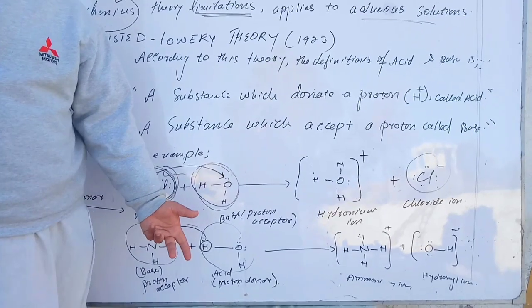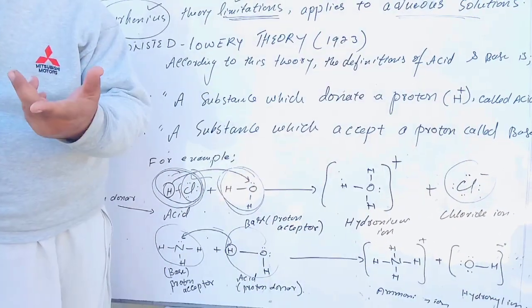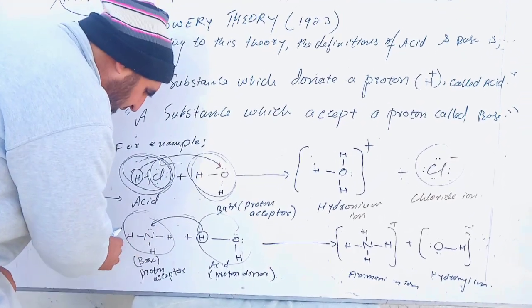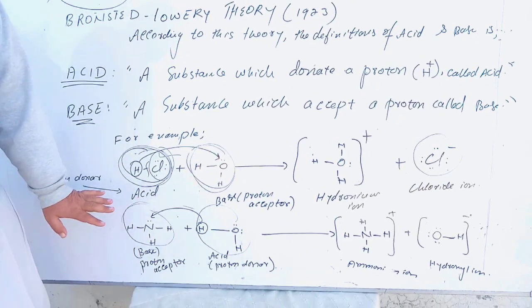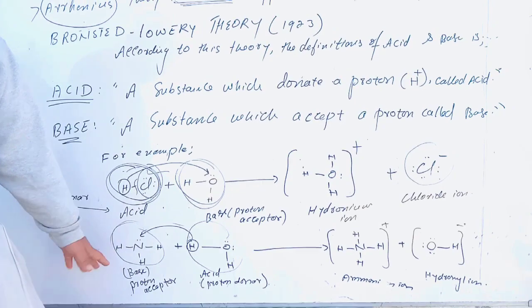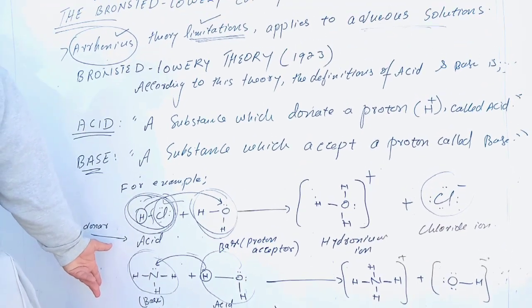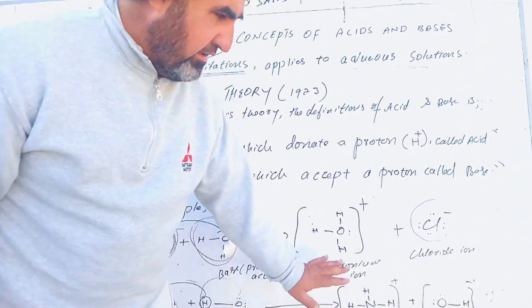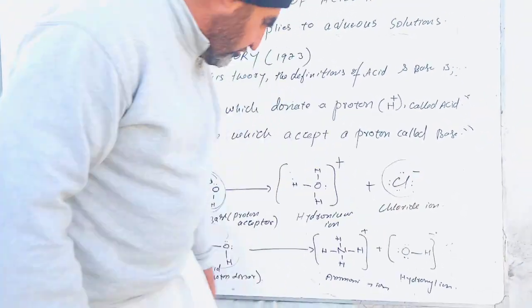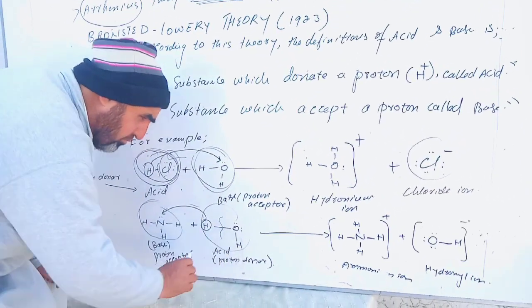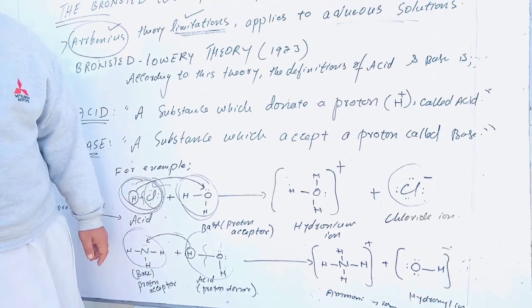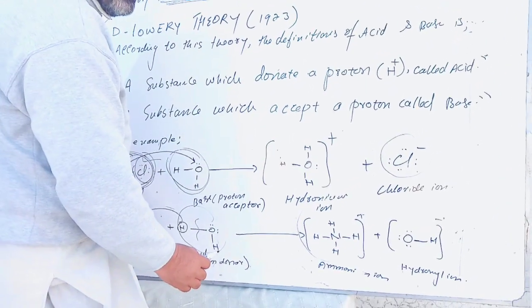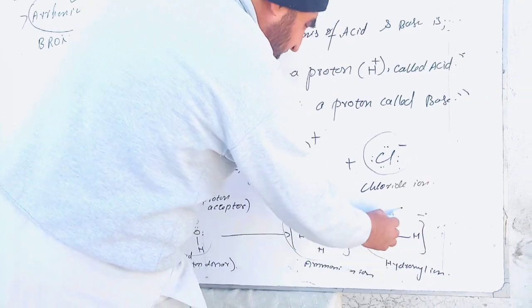Because in the definition we have already discussed that an acid is a substance which donates a proton, or an acid is a proton donor. And this one will accept a proton. It is a proton acceptor. So ammonia is the base, because it accepts a proton. That's why we say that this is a base, and this will form the ammonium ion and the hydroxyl ion. This bond will be broken during the reaction, and the ammonium ion and the hydroxyl ion will be formed.